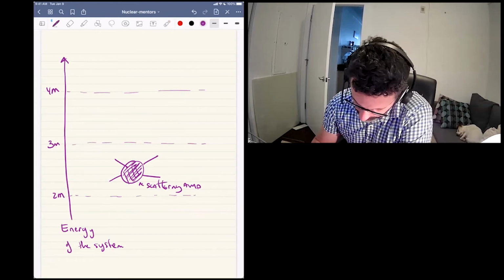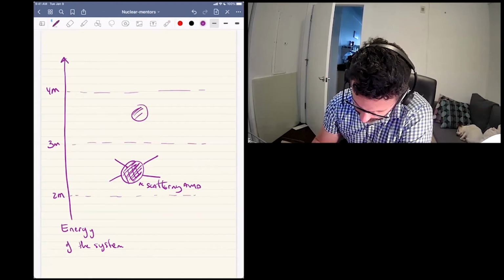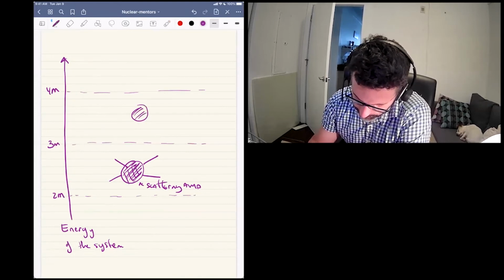So, let me just finish this exercise. If I go to energies above 3M, then what could happen?